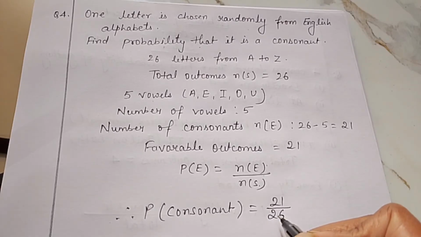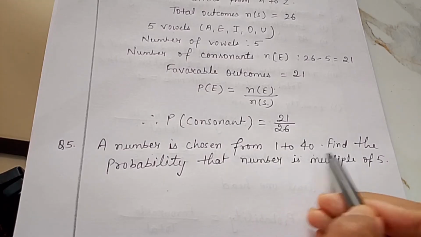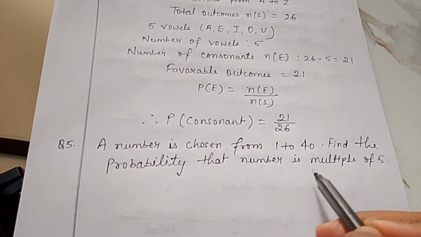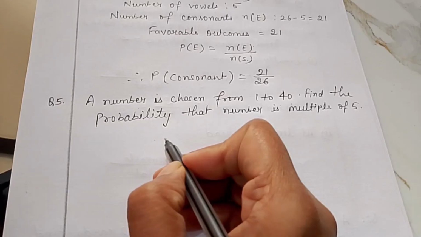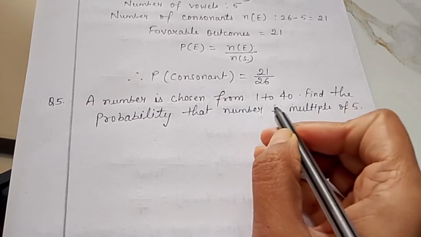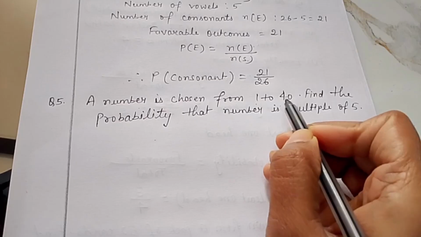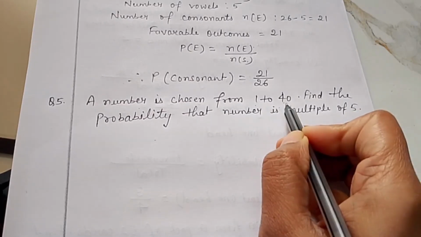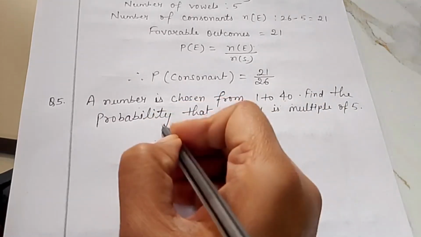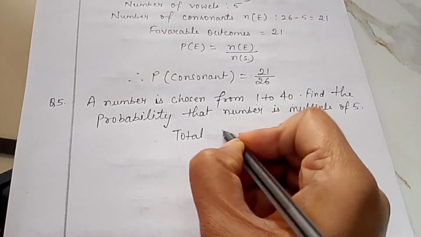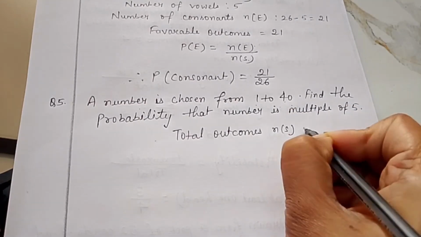Question number 5. A number is chosen from 1 to 40. Find the probability that the number is a multiple of 5. First, let's look at our range. We are choosing a number from 1 to 40. Since we are including both 1 and 40, our total number of possibilities is exactly 40. Therefore, total outcomes is equal to 40.